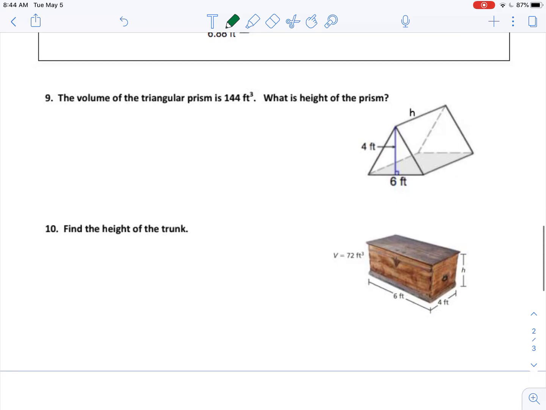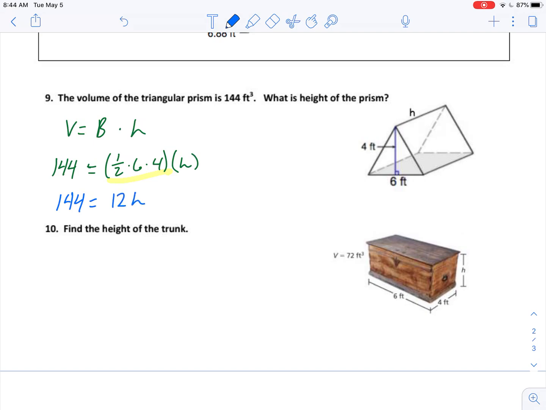And last but not least, I've got volume is 144. What's the height? Well, volume equals area of the base times height. So I'll plug in my known values. 144 equals the area of the base, which is 1/2 times 6 times 4, times height. So I'll simplify this. I'll say 144 equals 12h, and then I could just divide by 12 to get h equals 12 feet.